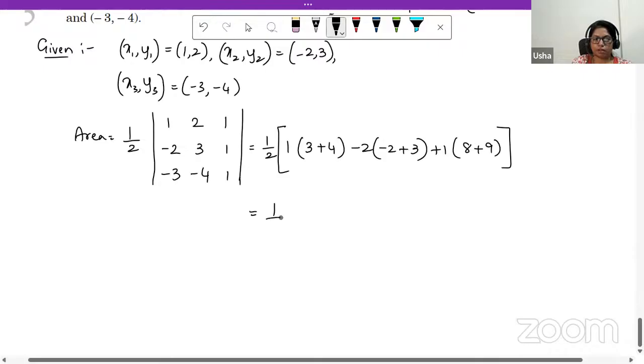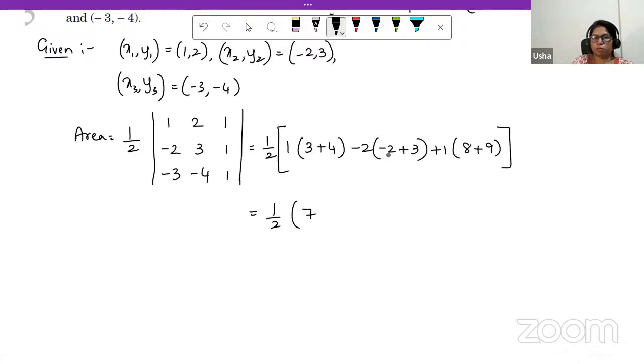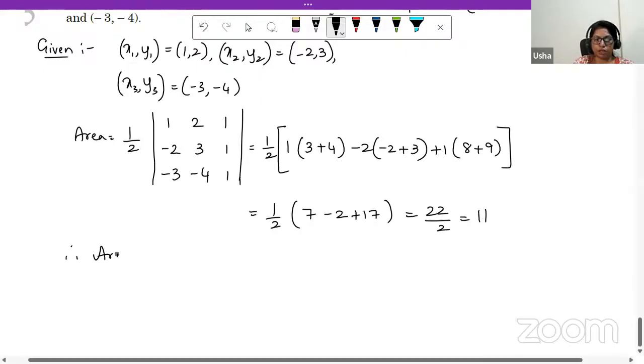It is half into 3 plus 4 is 7, -2 plus 3 is 1, 1 into -2 is -2, 9 plus 8 is 17, into 1 is 17. So you get 17 plus 7 is 24, minus 2 is 22, 22 by 2, 11. Therefore area is equal to 11 square units. Always write this units, square units.